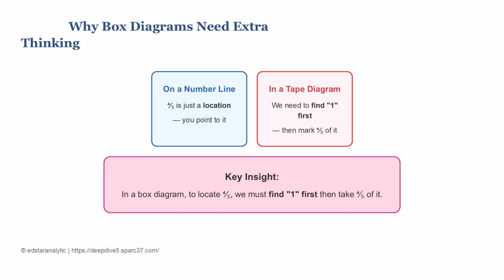So before we can find 4/5, we have to find 1 first. We have to know where 1 is in our diagram. Then, and only then, can we shade 4/5 of it. That's the extra step. On a number line, 1 is just there. In a tape diagram, we have to go find it ourselves.